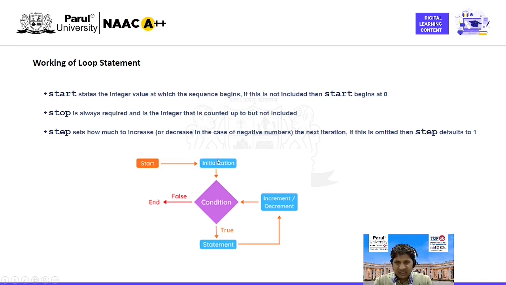This initialization is known as the start condition. This condition is known as the stop condition. Once the condition is reached, once the condition is false, then it is the stop condition. And this increment or decrement is known as the step. Step shows how much to increase or decrease, including negative numbers, for the next iteration. If we omit this statement, then by default the step is 1.